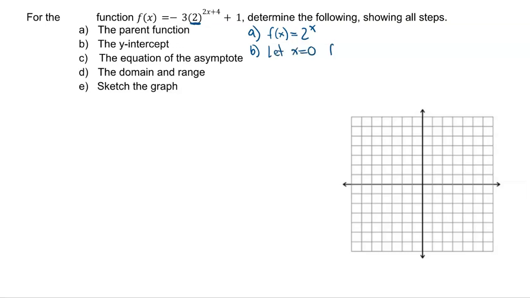For the y-intercept, we let the x value be 0. We just substitute 0 in and we solve the equation when that's the case. So negative 3 times 2 to the power of 2 times 0 plus 4, all plus 1.